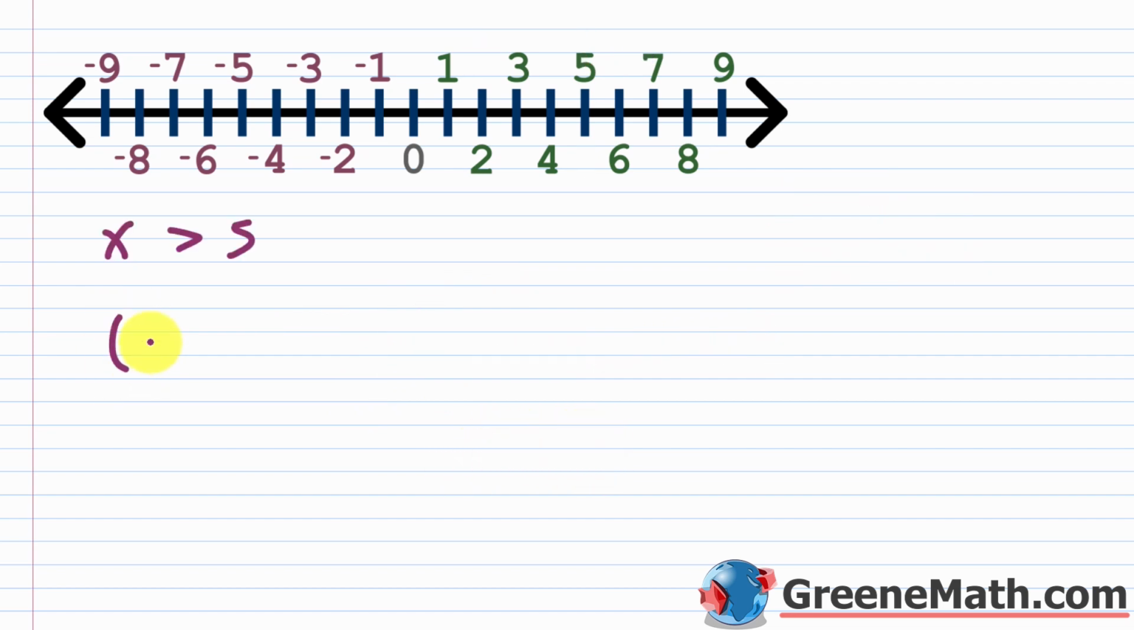For interval notation, I'll put a parenthesis next to 5 because 5 is not included, and then we'll put this out to positive infinity. And then graphically, let me put a parenthesis at 5, and then I'm going to shade everything to the right. Again, if you want, you can use an open circle there just to show that 5 is excluded.